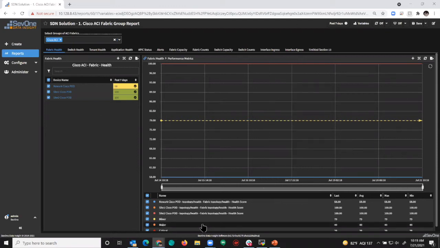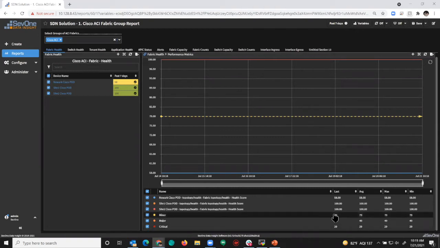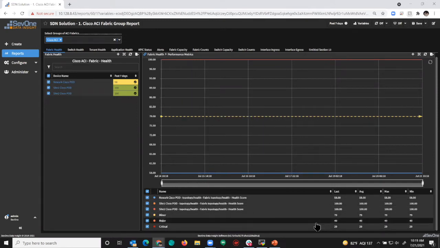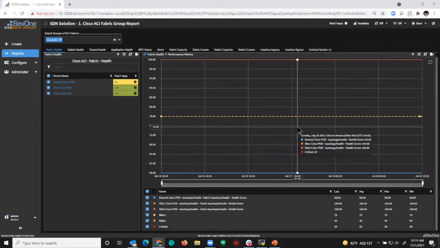So if you look at my chart here, if you're less than 79, you're probably not great. You're minor, right? And then if you're less than 49, major, and you're critical if you're less than 29, right? Sort of our take on the health score. So essentially, the APIC calculates this and maintains this health score for all of these different objects, these software-defined objects within ACI, right? So essentially what we're doing is we're collecting that metric and then showing that data over time.